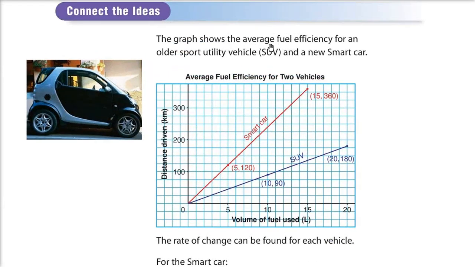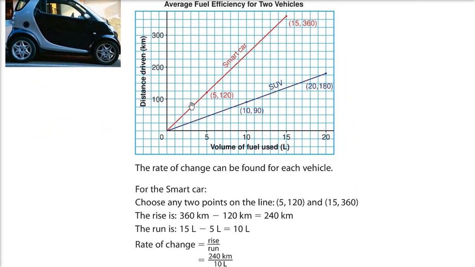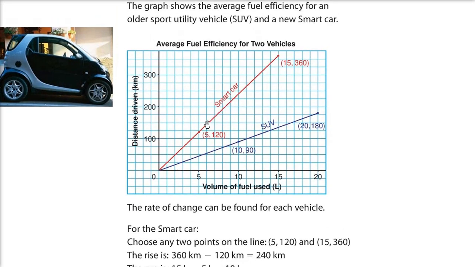Now this graph is showing the average fuel efficiency for an older SUV and a new smart car. So we have these graphs. So how can we find out the rate of change for each vehicle? We can just take any 2 points on the smart car linear relation and the SUV relation. So in the smart car we are taking (5, 120) and (15, 360). For the SUV we are taking (10, 90) and (20, 180).